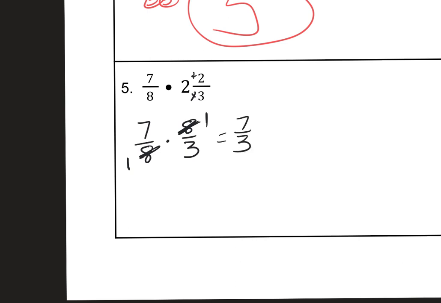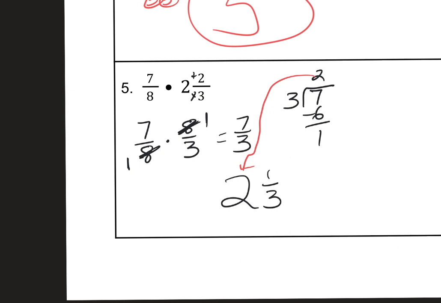Now, we cannot leave this problem improper. We have to change it to a mixed number, and we do that by dividing the 3 into the 7. It goes 2 times, that's 6, with 1 left over. So my answer is 2 1/3. I'm going to draw some arrows here to show you where everything comes from. The whole number 2 is the answer to the division problem. The remainder of 1 is the numerator, and the 3 we divided by is the denominator.